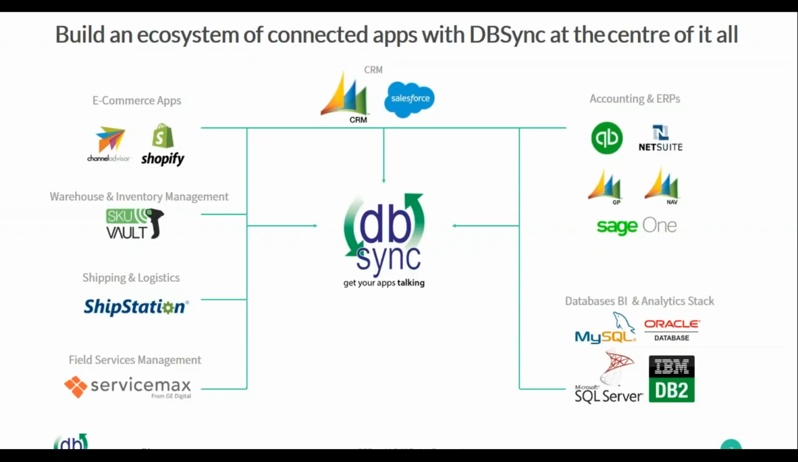Push all of your order data, product information, or even inventory for that matter into your sales CRMs like Salesforce or Microsoft Dynamics CRM. Or even integrate with your accounting and ERPs like QuickBooks, NetSuite, Microsoft Dynamics GP, NAV, Sage One, and so on. You could also leverage DBSync to have your auto fulfillment systems directly integrated with your databases to build BI and analytics stacks, and of course do so much more with all of your e-commerce data being pushed into your database.